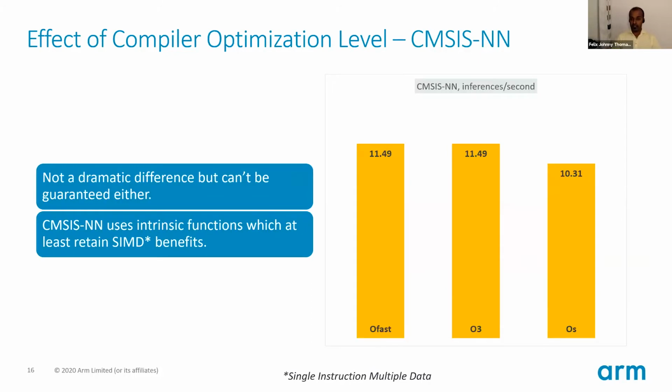Now, running the same experiment on CMSIS-NN, you see a difference for optimize for size, but it is not a dramatic difference. But the thing is, it can't be guaranteed either. And CMSIS-NN uses SIMD intrinsics. So at least you would get the SIMD benefits out of the functions. But we do have a combination of functions which do not use SIMD functions as intrinsics as well. So the optimization level is something that you need to be aware of and know that it can make an impact in your project.